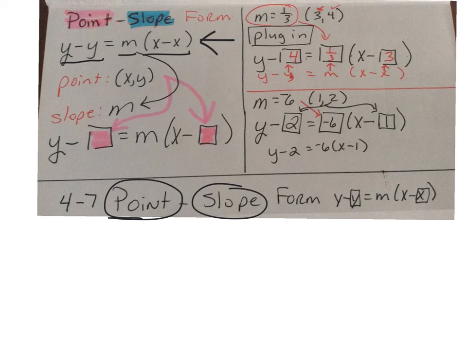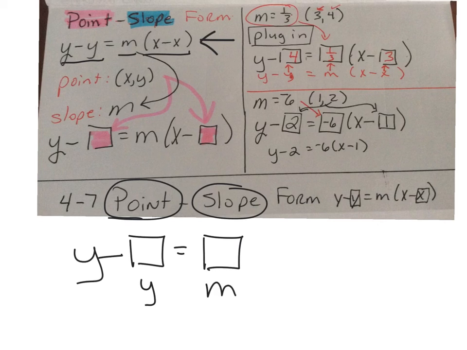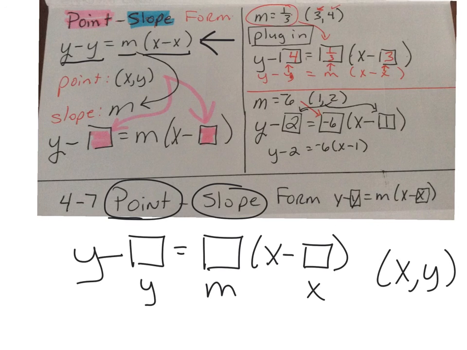All right, so for instance, you write out the formula y minus, and notice I put a box. That's going to be the y point of your coordinate point, equals another box. This is where your slope goes. And then, of course, in parentheses, x minus another box. And that's where the x variable goes. So if you had a coordinate point, let's say 3, 7.